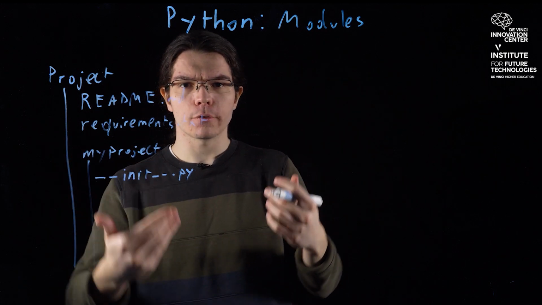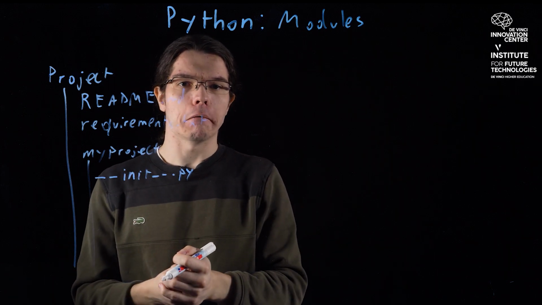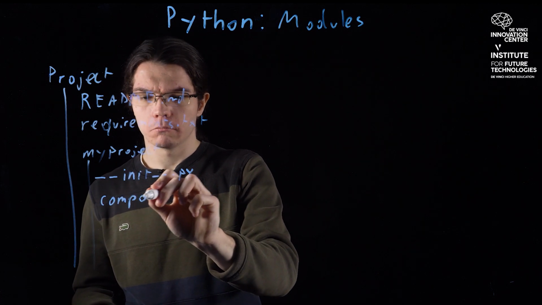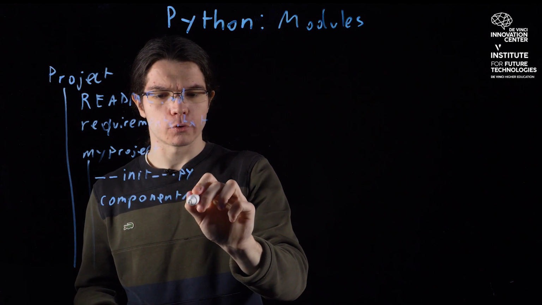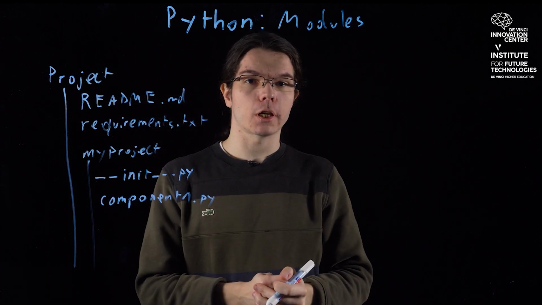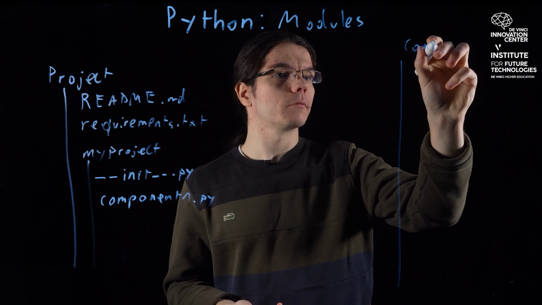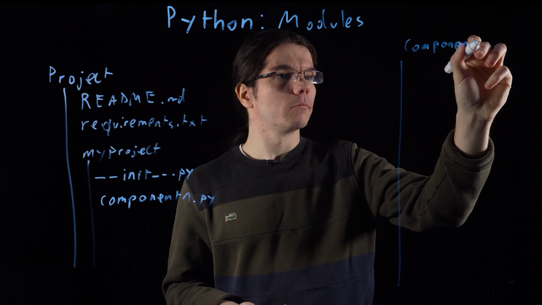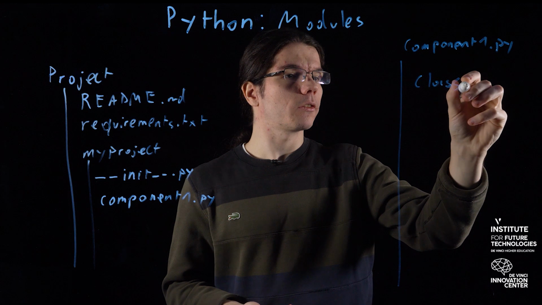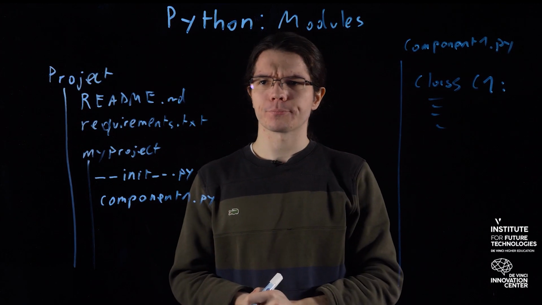And you can actually have other files inside this module. So you can have my project, you can have a component which can be called component1.py, for example. And inside this component1.py, you can actually define a class. So let's say we are now in component1.py. We can actually define a class, let's say C1, and we can define things as we want.